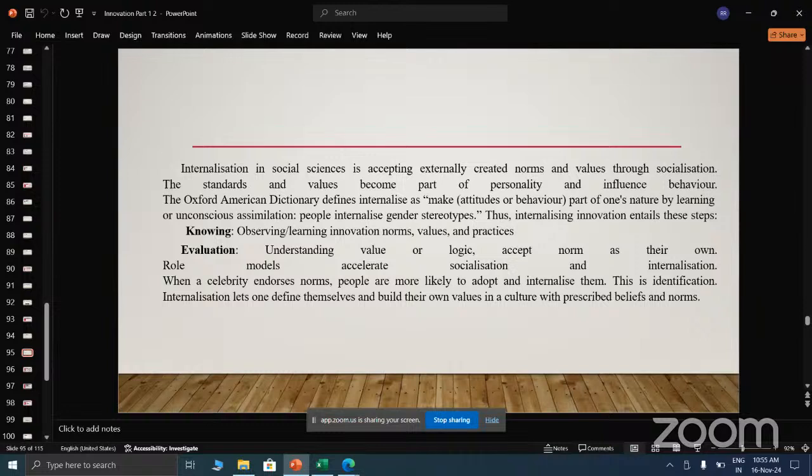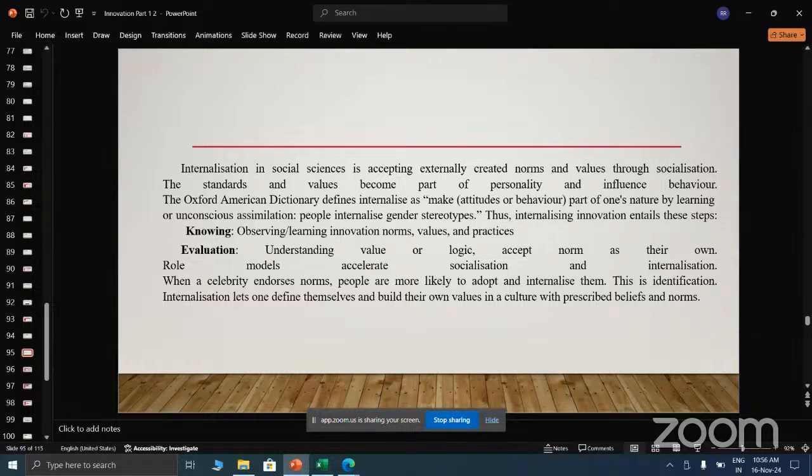Now let's look at internalization. Internalization in social analysis is accepting externally created norms and values through socialization. The standards and values become part of personality and influence behavior. As the definition goes by the Oxford American Dictionary, it is to make attitudes or behaviors part of one's nature by learning or unconscious assimilation. People internalize gender stereotypes. Thus, internalizing innovation entails the following steps: knowing and evaluating. Knowing is observing or learning innovation norms, values or practices, whereas evaluation is to understand the value or logic that can be accepted as a norm of their own.